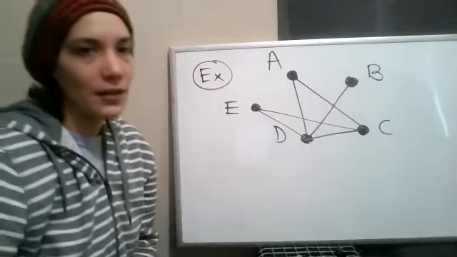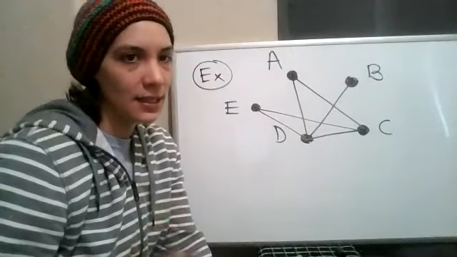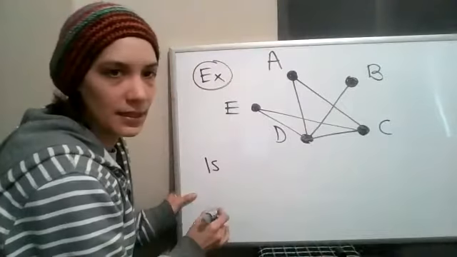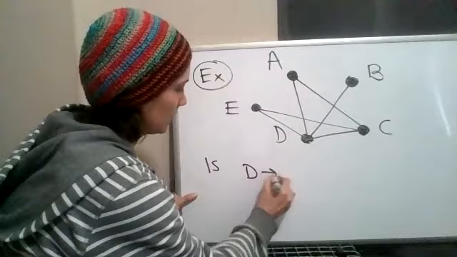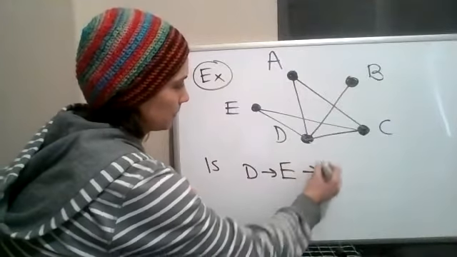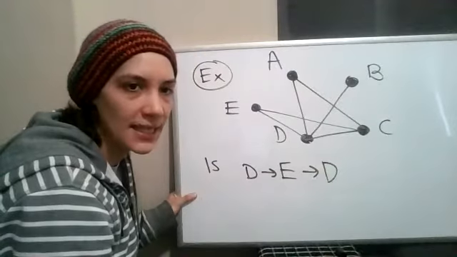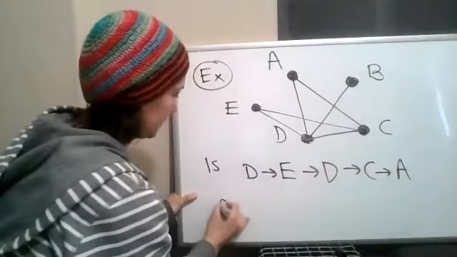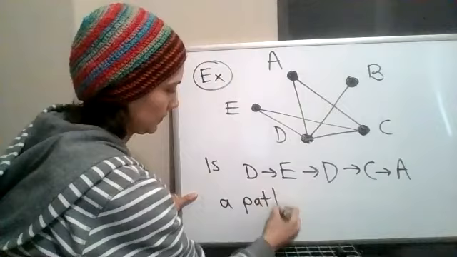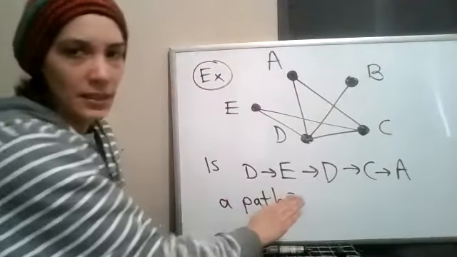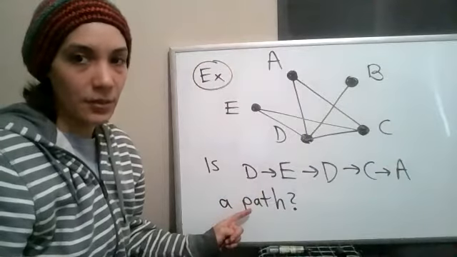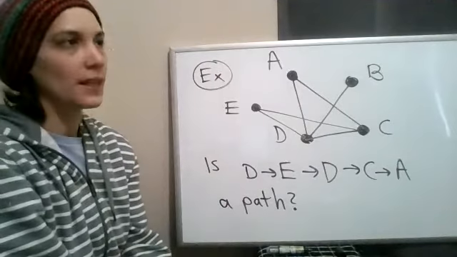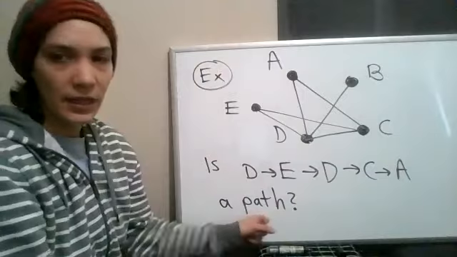Looks good. Okay, so the first one is D, E, D, C, A. So we've got this sequence of vertices. Is it a path? First you have to check if it's a walk. Are all of the vertices connected to each other by an edge? And then you have to make sure you don't reuse any edges.